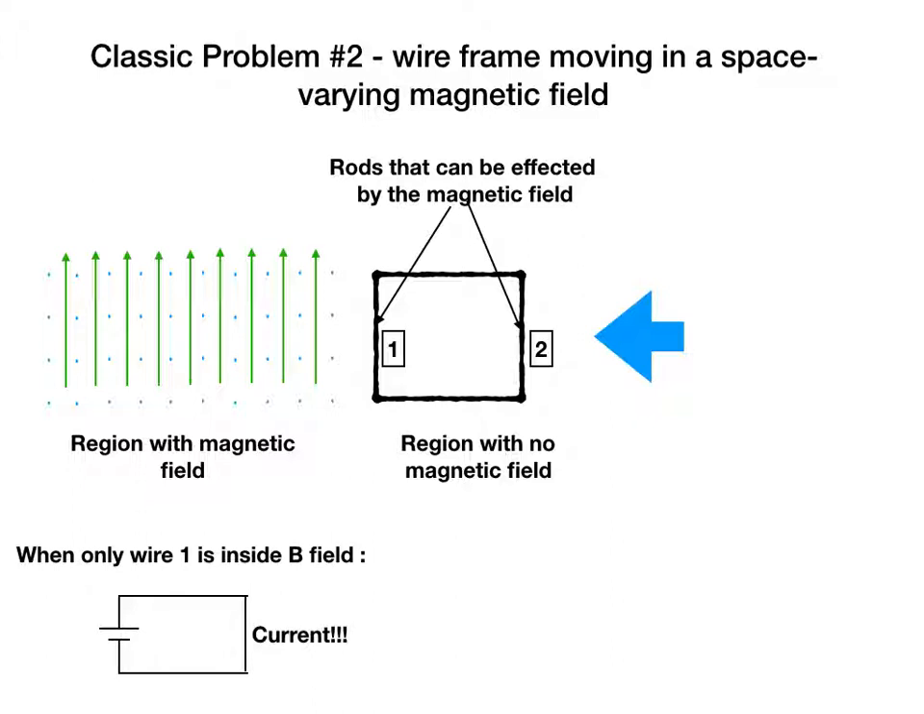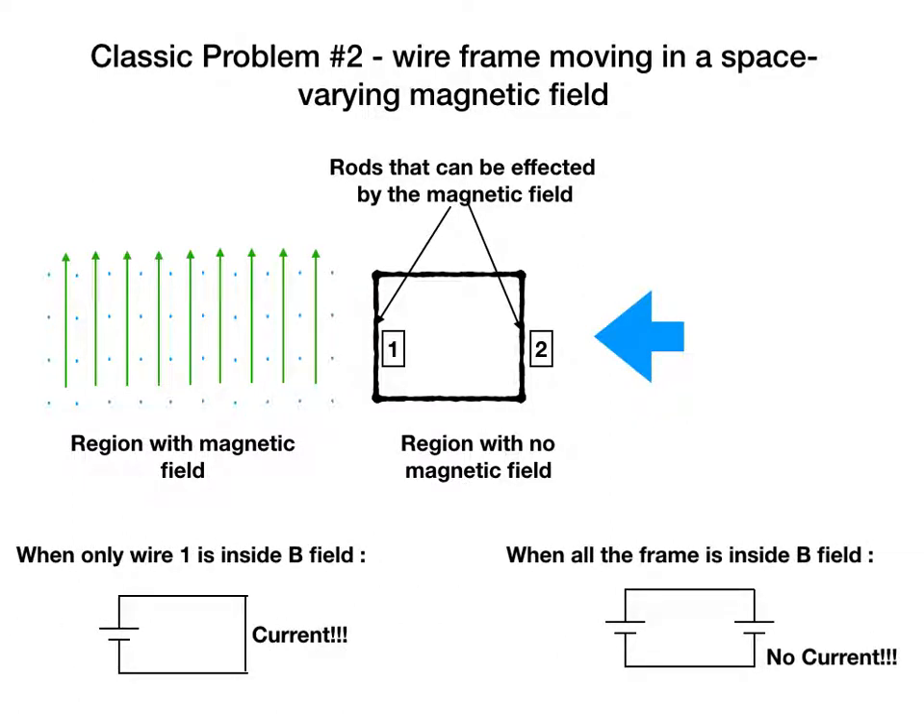When the wireframe starts entering the field, you have rod 1 sensing the electrical field and you have a voltage on it, of course. Rod number 2 is out of the field, so there's no voltage and you start having a current. The other parts of the frame are not affected by the field because they are not parallel to the electrical field, but of course they conduct current.